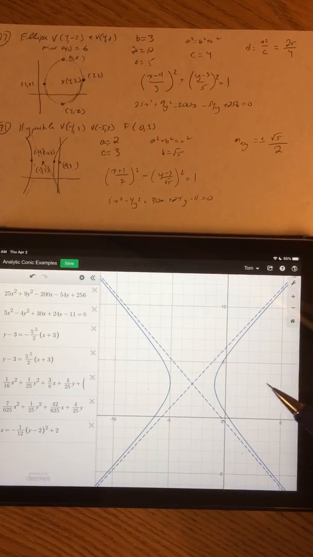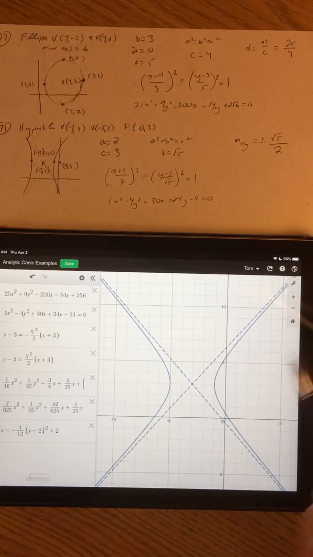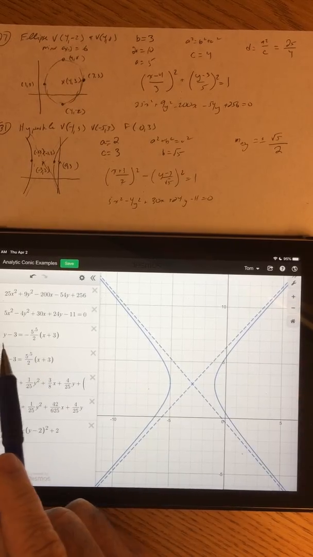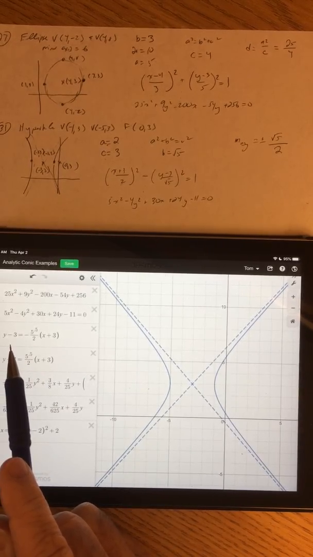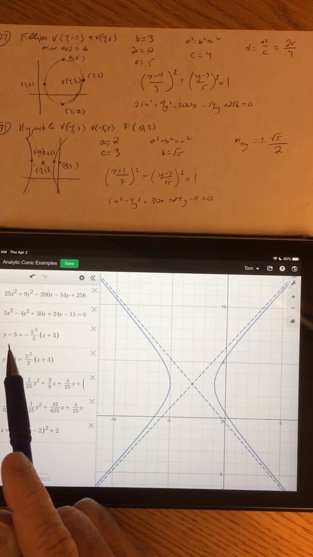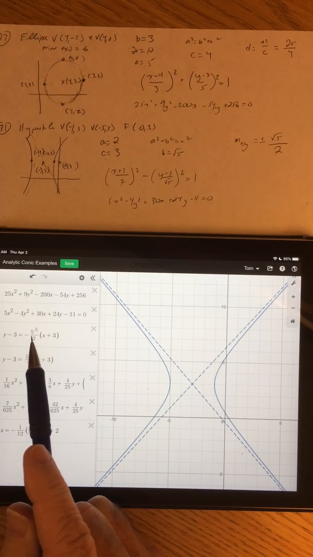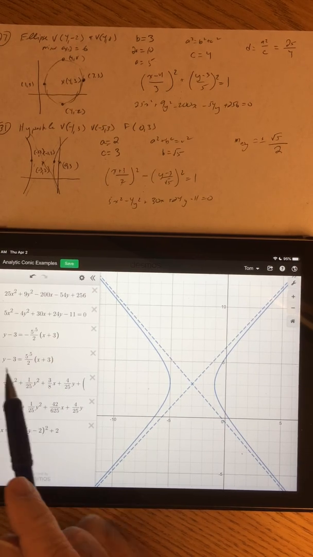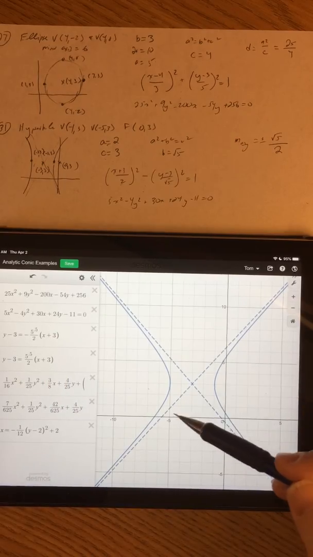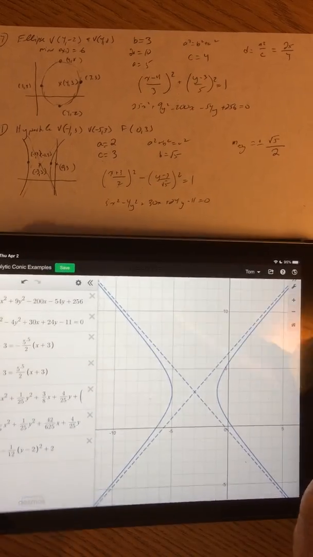Okay, our center is at negative 3, 3. Vertices 2 in either direction. And these are equations just written in simple point slope form of, y minus 3 is equal to negative square root of 5 over 2 times x plus 3. Point slope form for both of those. And you can see that the asymptotes follow along the hyperbola. Okay.